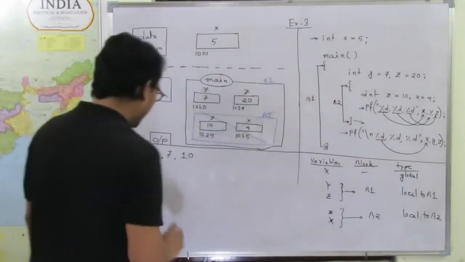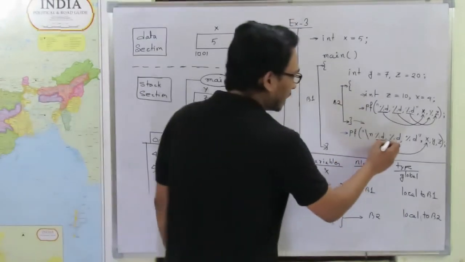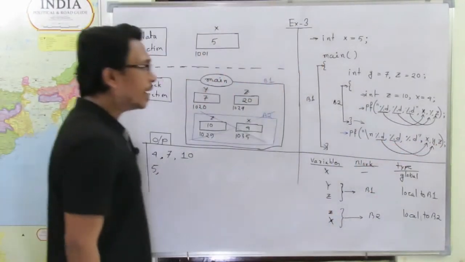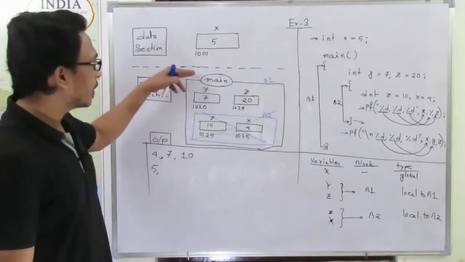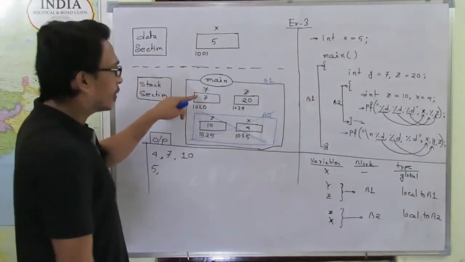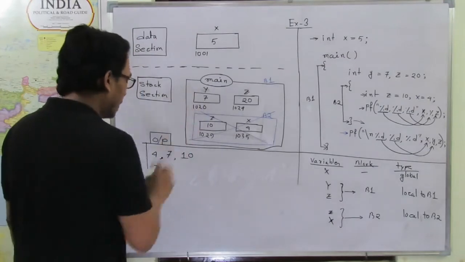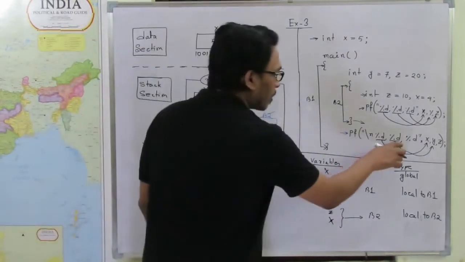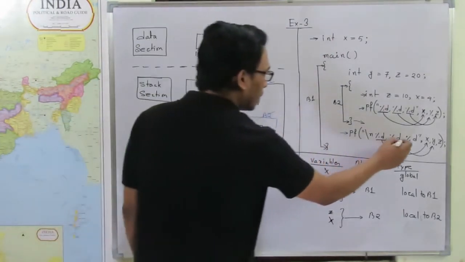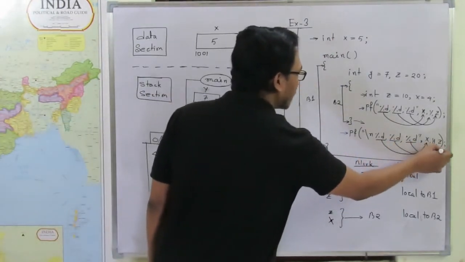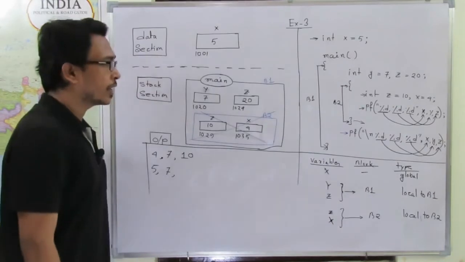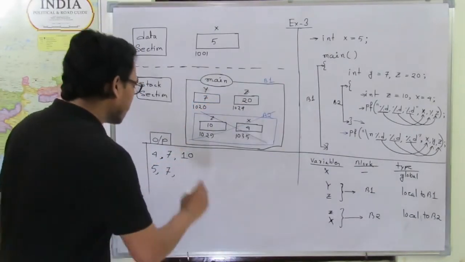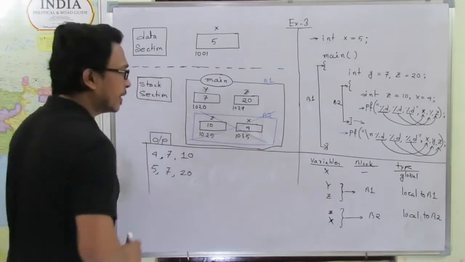Now again a comma will print and then the next %d. Now the variable is y. Now is y declared inside the main block? Yes, y is there. So it will take the value from this y memory block. So it will display 7 again. Now comma again and then %d. The next variable is z. Now is z declared here or not? Yes, z is also available inside the B1 block. So it will display the value 20 here.